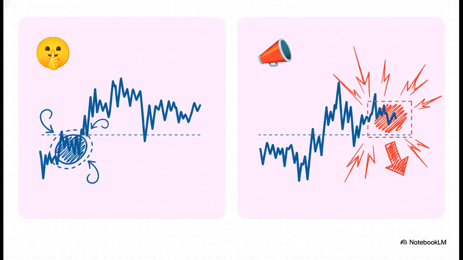Okay, so let's break this down, because this is huge. A CHOCH, that's your first little hint. In a strong uptrend, it's the very first time price fails to make a new higher high. It's the market whispering to you, hey, the buyers might be getting a little tired over here. But a BOS, a break of structure, that's the definitive proof. That's price smashing through a previous swing point and shouting, okay, we're going.